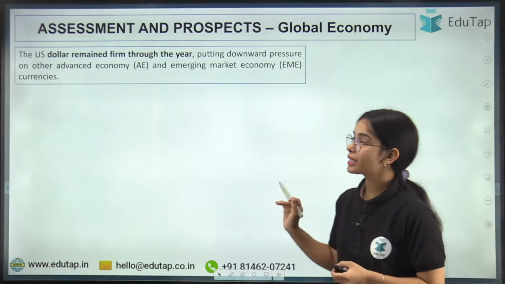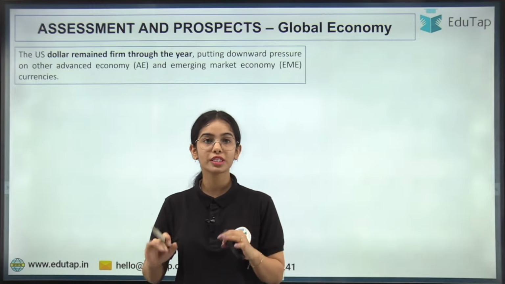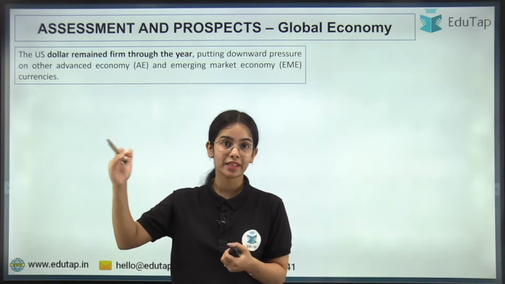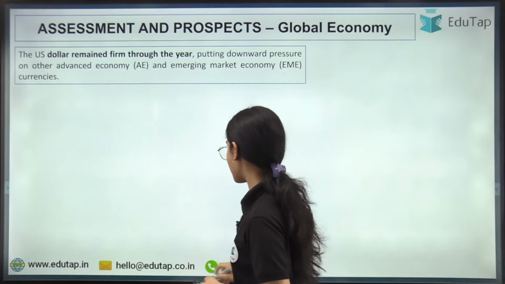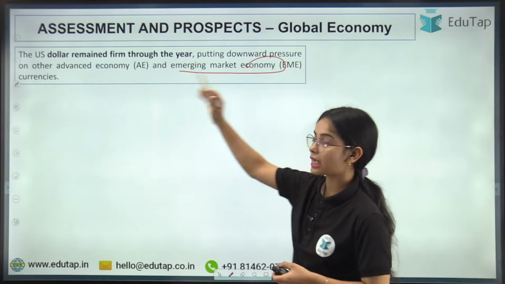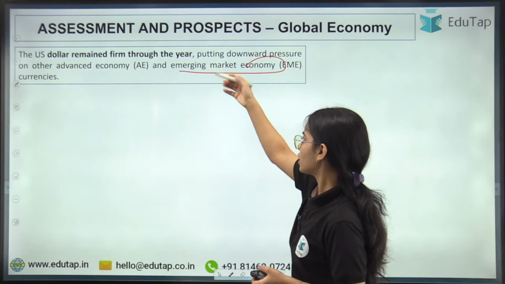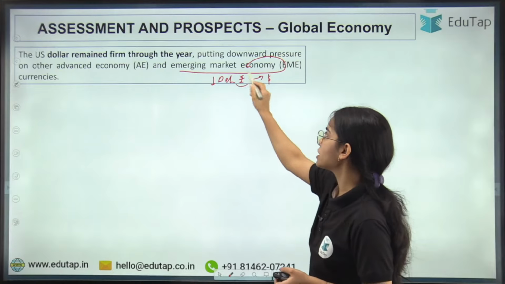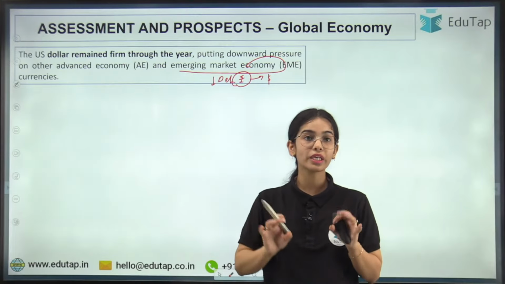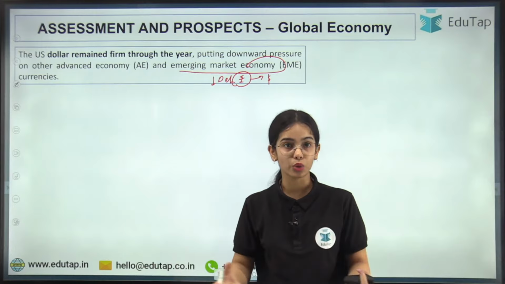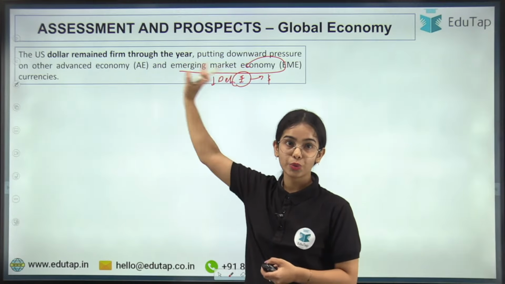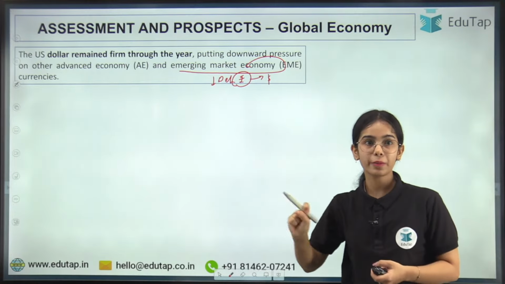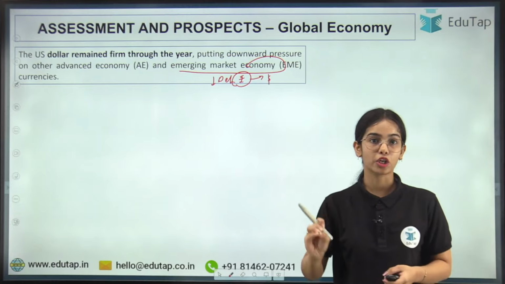Here you can see that the US dollar remained firm through the year. It has continued to stay at a high level, putting downward pressure on other advanced economies' and emerging market economies' currencies. You can understand that recently there was a lot of depreciation in the rupee against the dollar. That means the rupee was weakening against the dollar. This was not only happening in India, this was happening around the globe. The US dollar remained firm throughout the year, and this put weakening pressure on the currencies of advanced economies and emerging market economies.